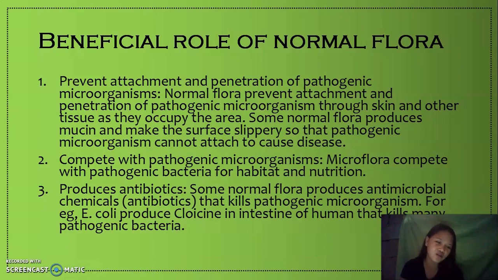And then we have also the beneficial role for the nutrition of the body. Normal flora produces antibiotics, antimicrobial chemicals that kill pathogenic microorganisms. For example, we have the colicin in the intestine of humans that kills many pathogenic bacteria.